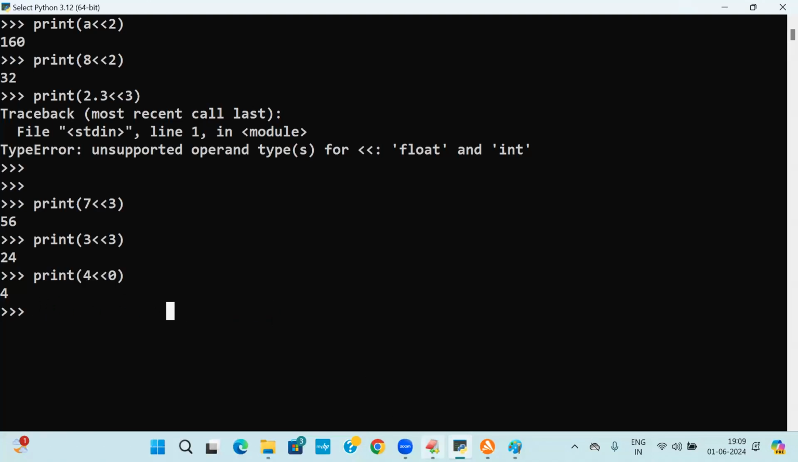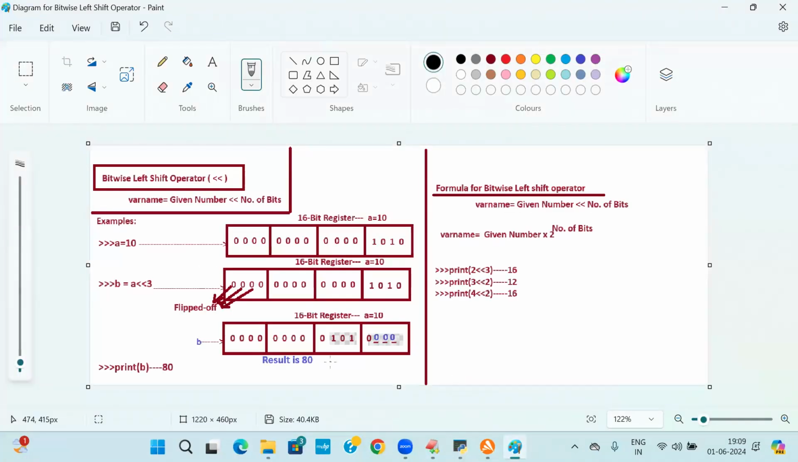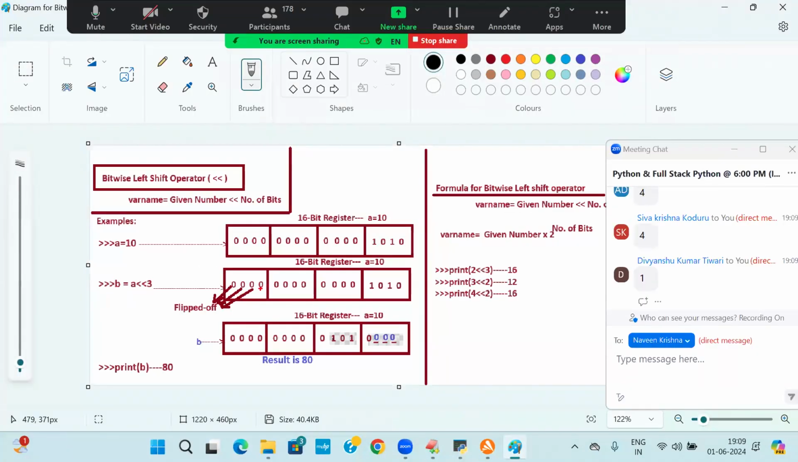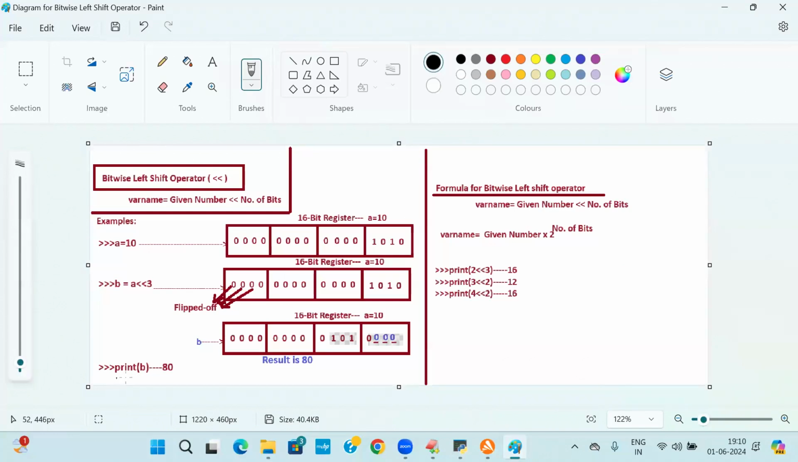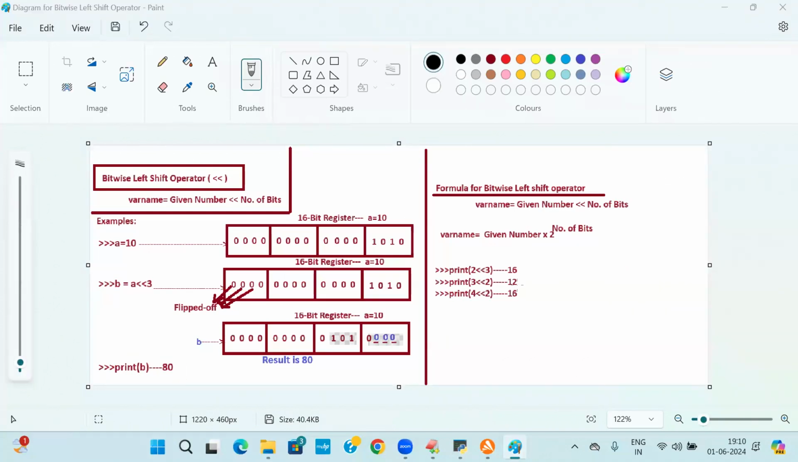Now, coming back to the point. Are you able to follow this? Now, the diagram you see is written. Here, 3 bits are flipped off. When I'm flipping off 3 things here, the last 3 places are vacant, so 3 zeros I will insert. And the final answer here is 80.